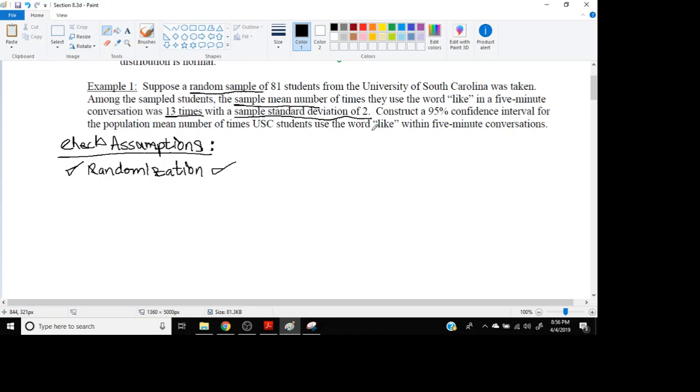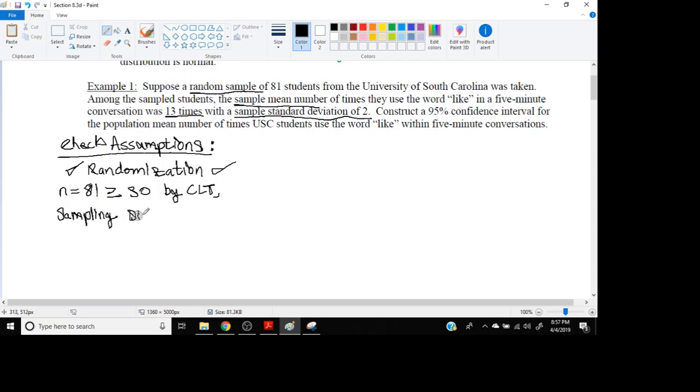Okay. I don't know how the population is distributed. I don't know if it's normal or not, but I do know that my sample size is n equals 81, right? That is greater than or equal to 30. So by the central limit theorem, the sampling distribution of the sample mean is approximately normal, all right? So I'm going to write that. I know it's going to look weird with this writing here.